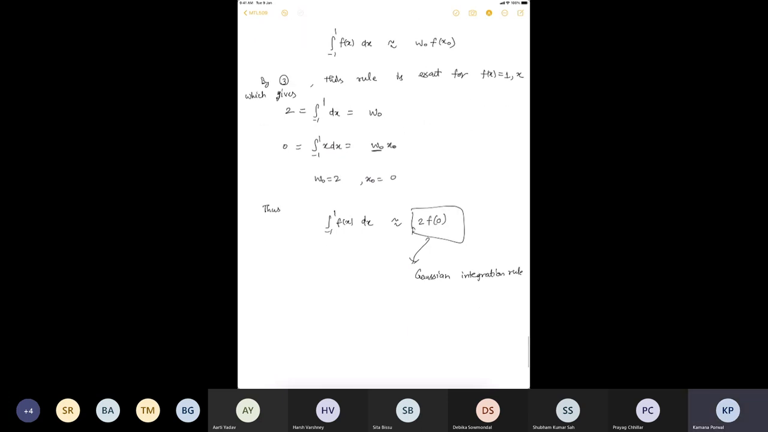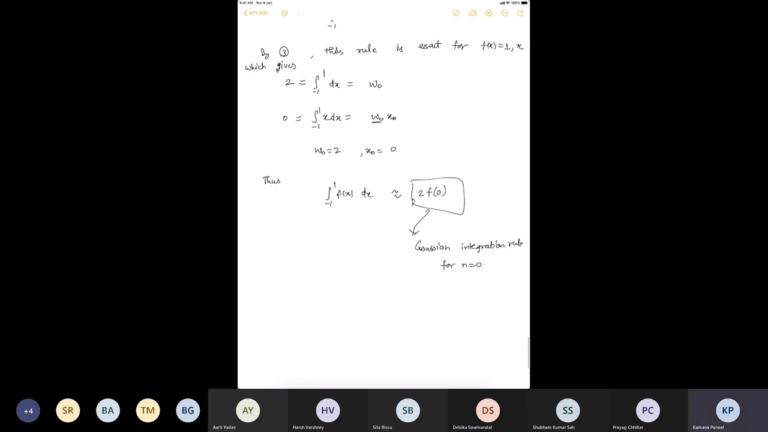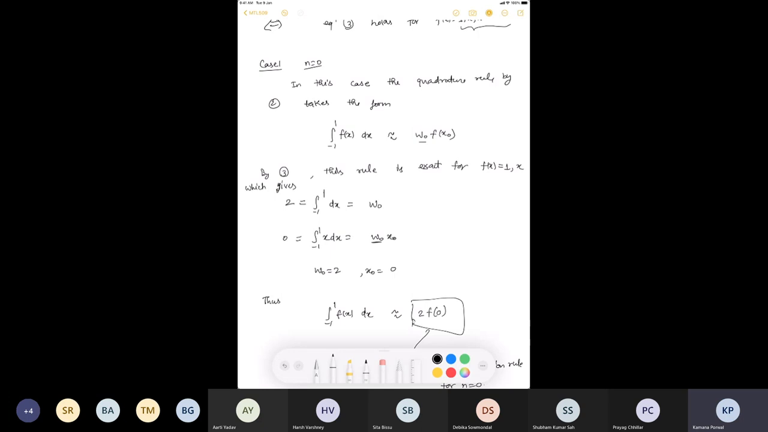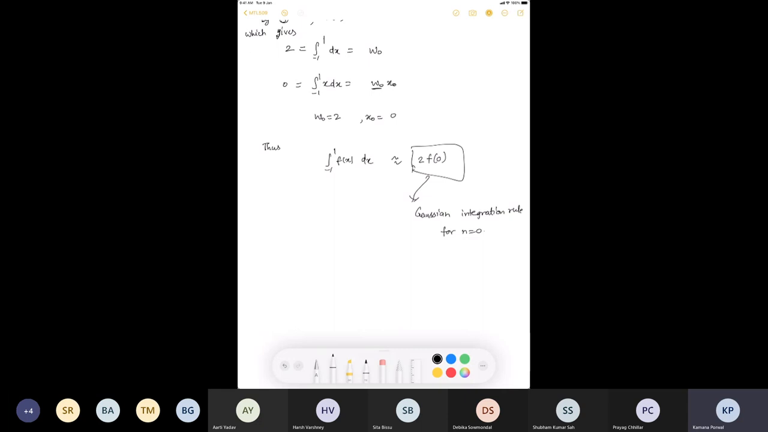Okay, so this is a Gaussian rule for n equal to 0. Integration rule or quadrature rule, both stand for the same thing. So integration rule for n equal to 0. So now let's check what happens in the case of n equal to 1. Okay, one more remark before that. So note that we have already obtained these weights. So the weight here is w0 and x0, so that this rule is exact for the polynomial of degree less than or equal to 1, right? But you can clearly check that this rule is not exact for the quadratic polynomials.